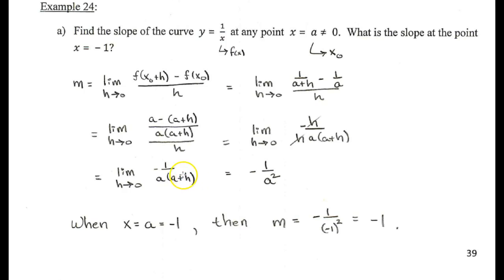We can finally evaluate the limit. Note that I was writing the limit at every step because we haven't actually evaluated it. We can finally evaluate the limit by plugging in h equals 0. So you get minus 1 over a times a, or minus 1 over a squared. So when x is equal to minus 1, our a value is minus 1. So when x is minus 1, or a is minus 1, then the slope would be minus 1 over the quantity minus 1 squared, or just minus 1.